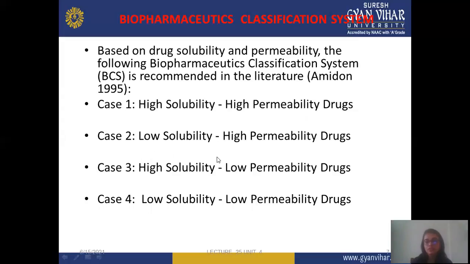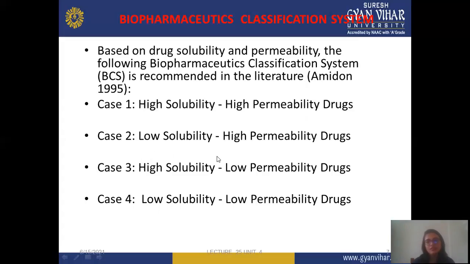Next is the biopharmaceutical classification system and the types of BCS classification, and this is based on solubility and permeability. The following biopharmaceutical classification system, that is BCS, was recommended in the literature, Amidon 1995.